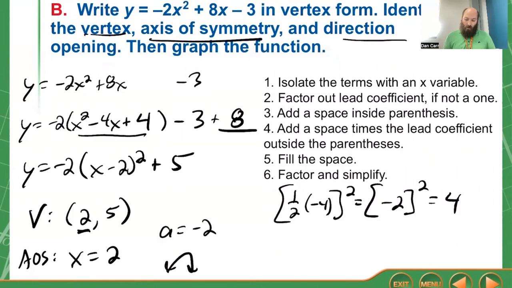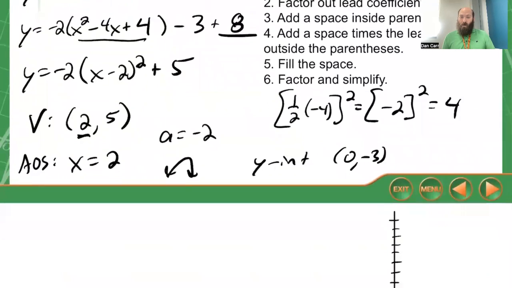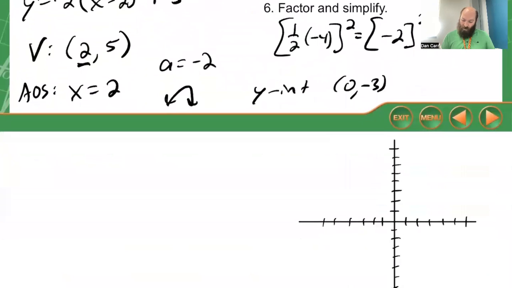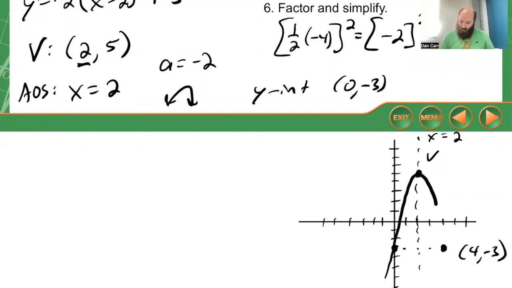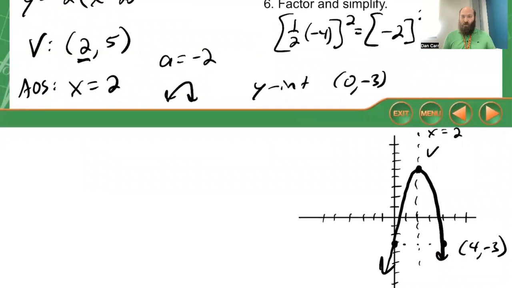Again, for my purposes of graphing, I recognize that my y-intercept is at (0, -3). So if I come here to my graph, I'll go to 2, 5: 2, then 3, 4, 5. Here's my vertex. I'll graph my axis of symmetry there, so x equals 2. My y-intercept is at (0, -3), so 1, 2, 3 right here. And then thanks to symmetry, I'll go 1, 2, 1, 2. So that is (4, -3). And there it is.